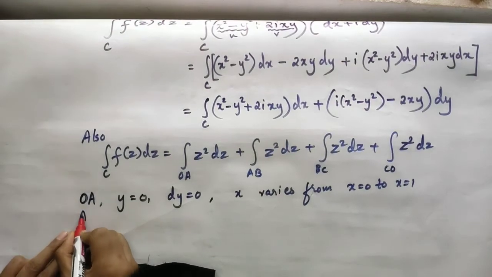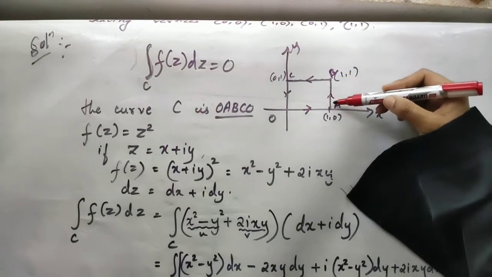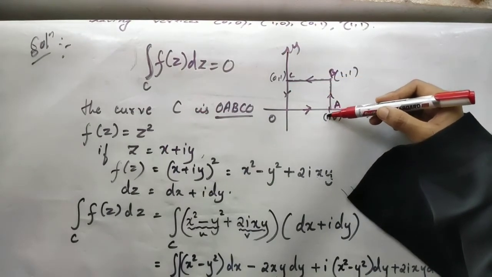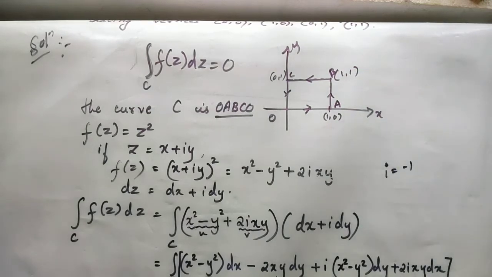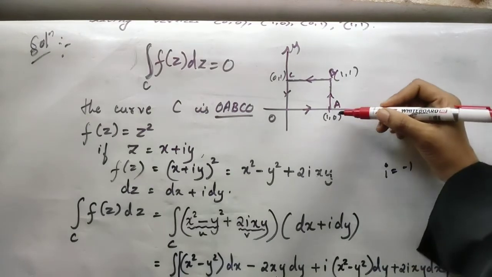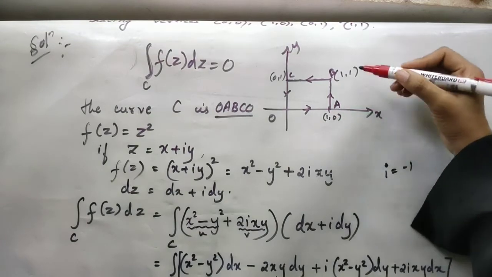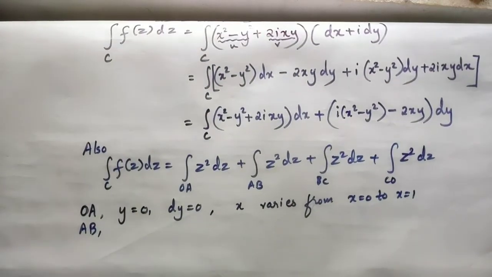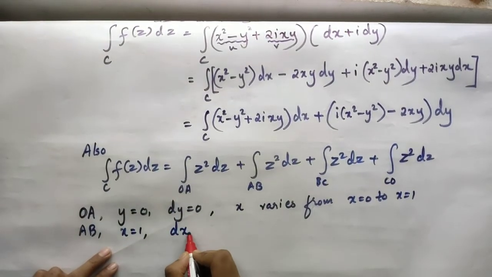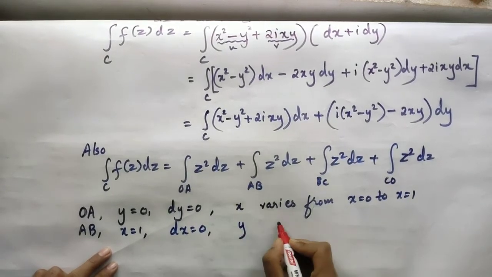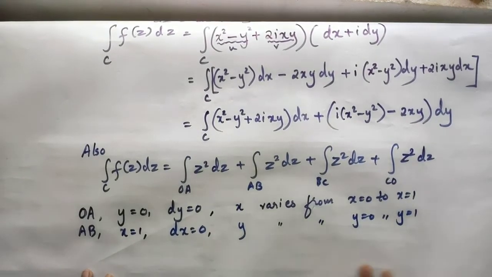Now along AB, what is happening? AB is the line parallel to the y-axis. Look at this, x is 1 at the initial point A, and at the point B also x is 1. So x is fixed, it's not varying. x is equal to 1, that is, it's constant. Similarly, y is varying from 0. At A it is 0, at B it is 1. So y is varying from 0 to 1. So x equals 1, and since it is not varying, I can write dx is equal to 0, and y is varying from y is equal to 0 to y is equal to 1. I can write it like this.